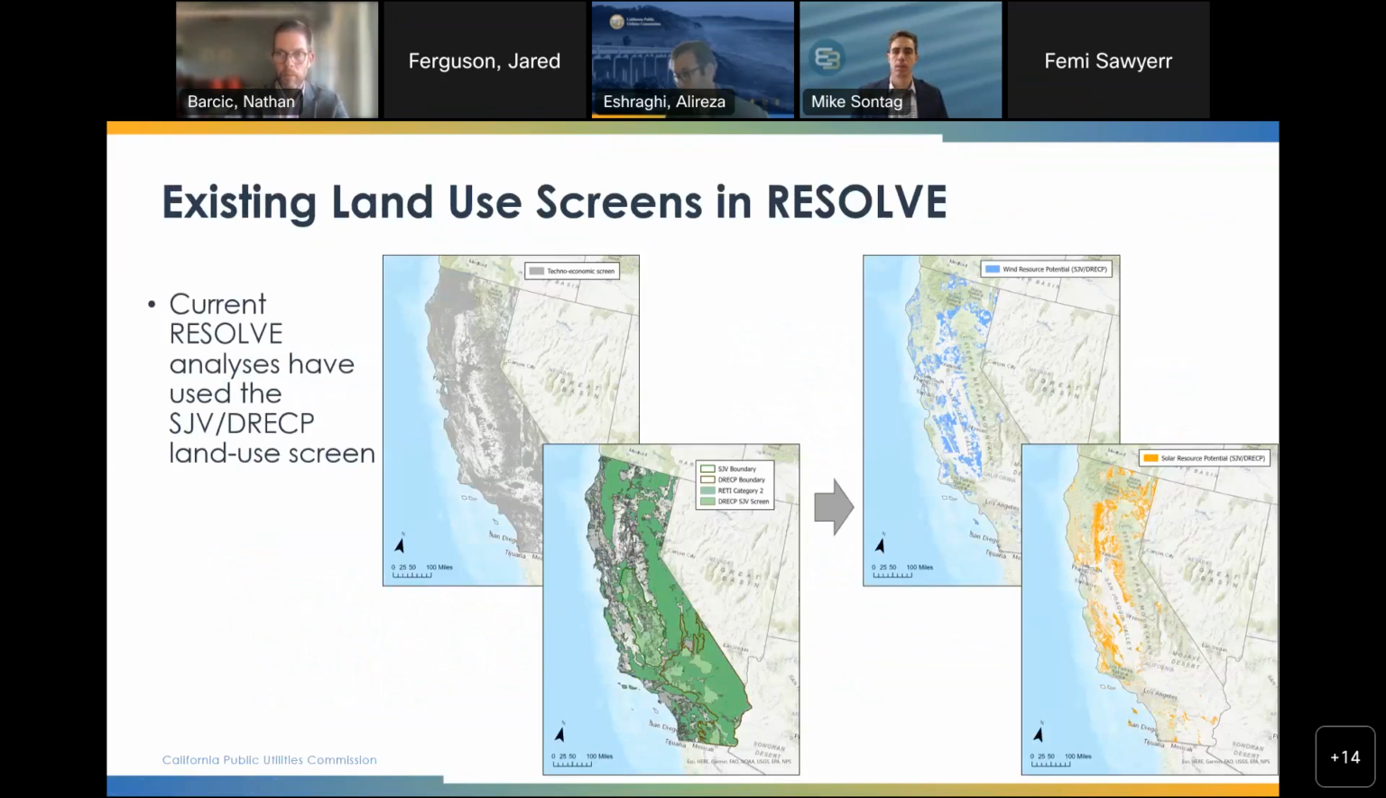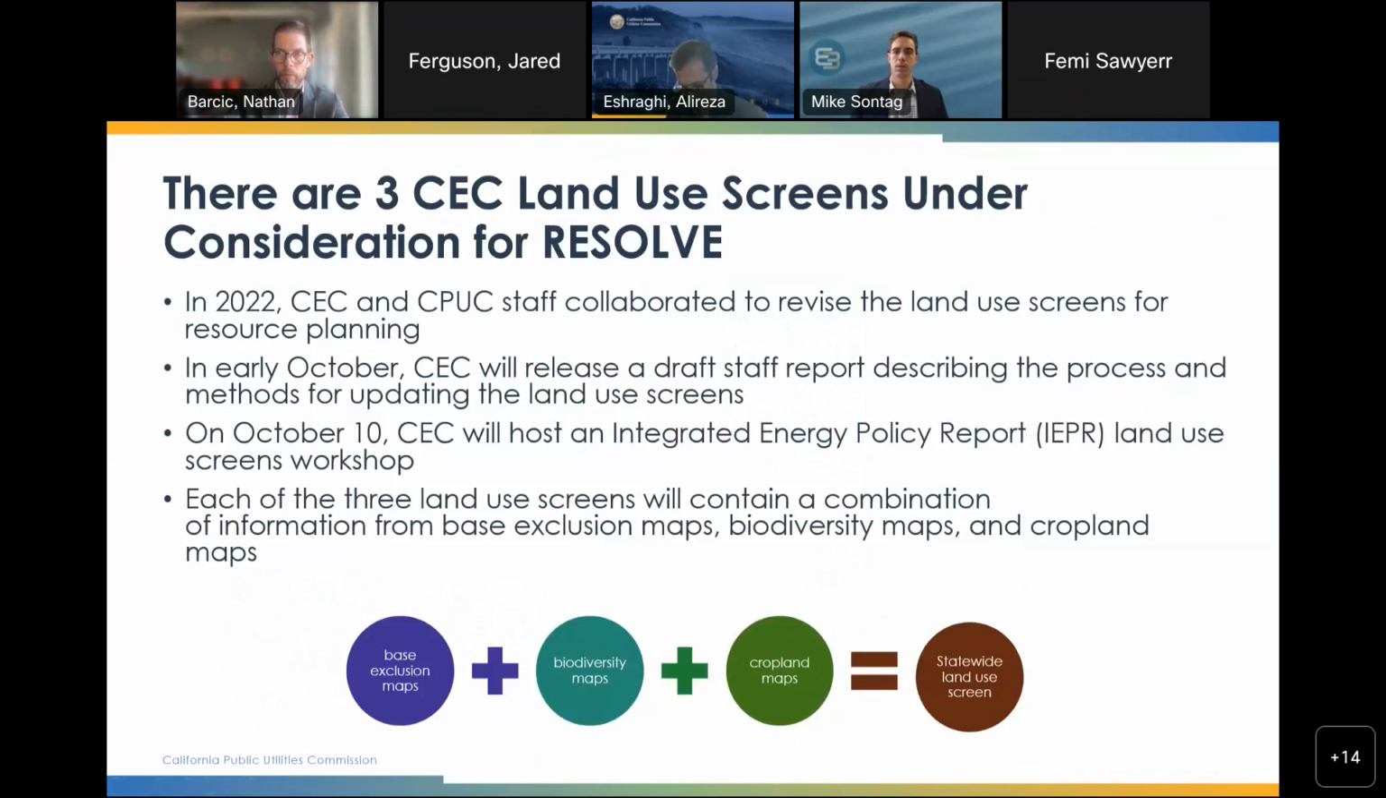Let's move to the next slide. So the CPUC is considering 3 land use screens that involve 3 specific map types. The first one considers the base exclusion map. The second one considers biodiversity maps, and then the third one considers croplands. And so we're going to be utilizing all 3 of these map types and creating land use screens of 3 different combinations depending on which of these maps and the underlying assumptions made on the available land representative in each of these. We would like stakeholders to attend the CEC's workshop to get a lot more detail into the underlying analysis for the creation of each of these maps and the final land use screens and the impacts on resource potential. Next slide.